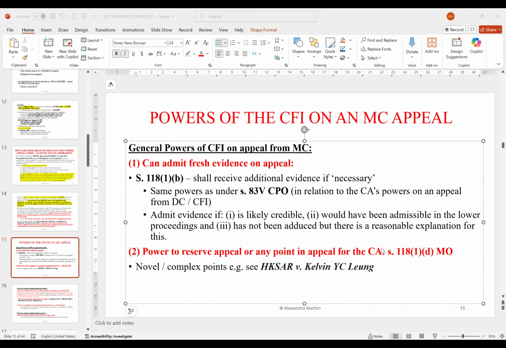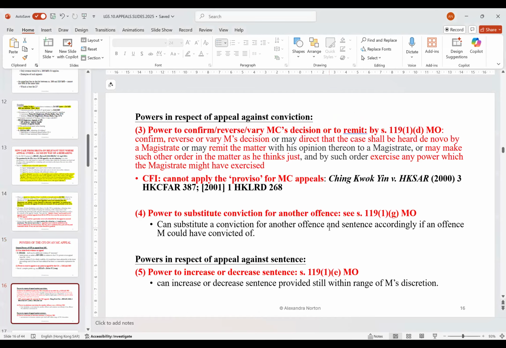But the Court of Appeal said that because of the complex nature of this case, it was a very good example of a case where it was appropriate for the Court of Appeal to consider this rather than a judge in the CFI. But a judge in the CFI can also confirm, reverse, or vary the magistrate's decision or remit the case to them with a direction to deal with the issue in a particular way.